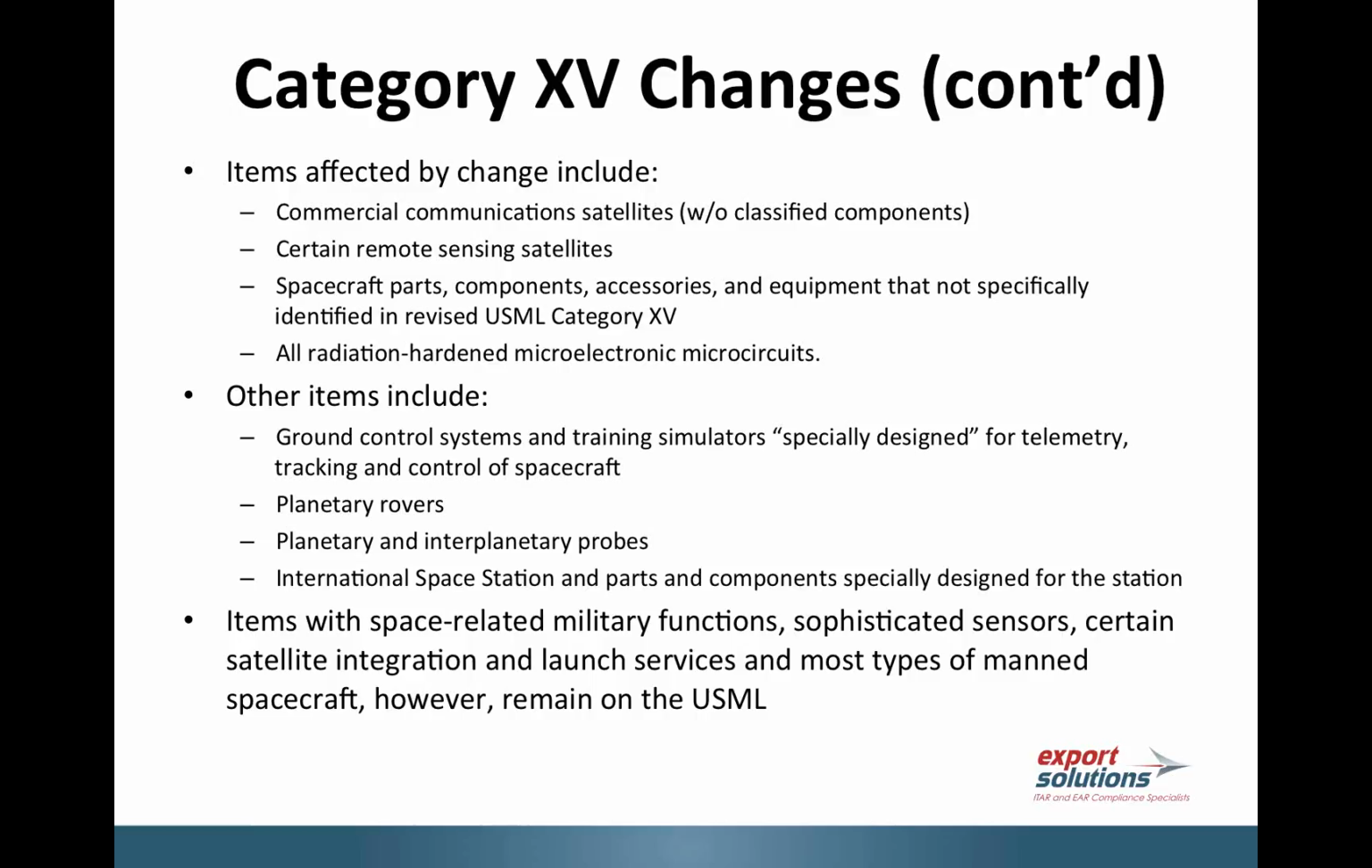Planetary rovers, you see these things on the news all the time running around on Mars. Those are included in this. Planetary and interplanetary probes. Sounds like we're starting to get into Star Trek stuff here, but it's the 21st century now, so we've got to update these categories to fit the real world, or the real universe in this case. Anything on the International Space Station, and parts specially designed for the station, are included in this. And if there are space-related military functions, sophisticated sensors, certain satellite integration and launch services, and most types of manned spacecraft still remain on the U.S. munitions list. So if you can put a person in it, it's going to stay under the control of Category 15.